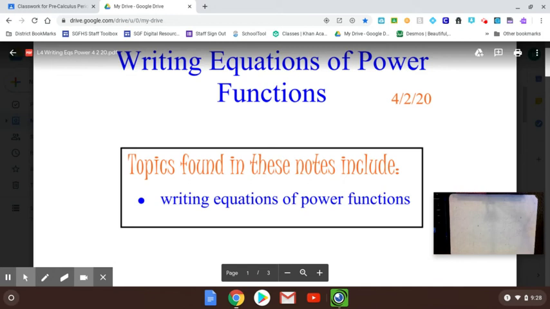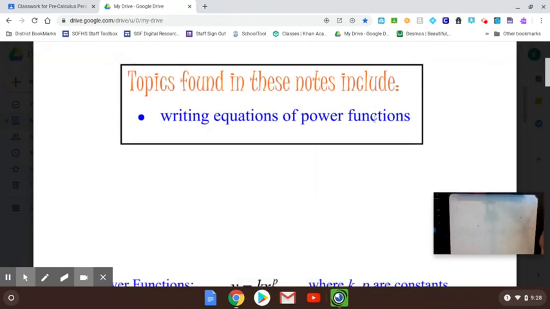We're going to write the equations. So, basically, the idea is if you're given a graph or a table or something, how would you write a power function that describes those ordered pairs? So I'm going to walk through one of these examples with you. We're just going to scroll down here.